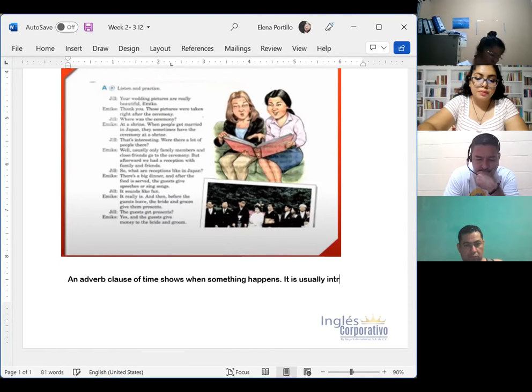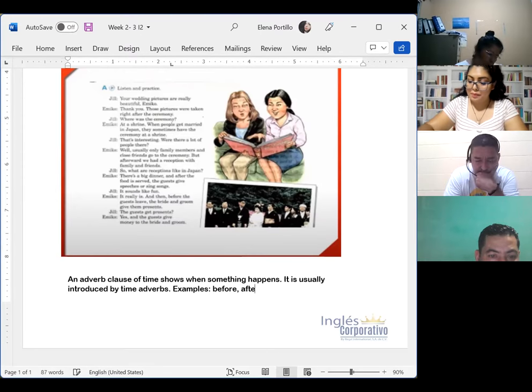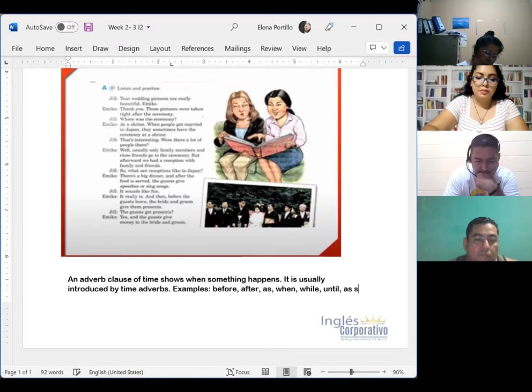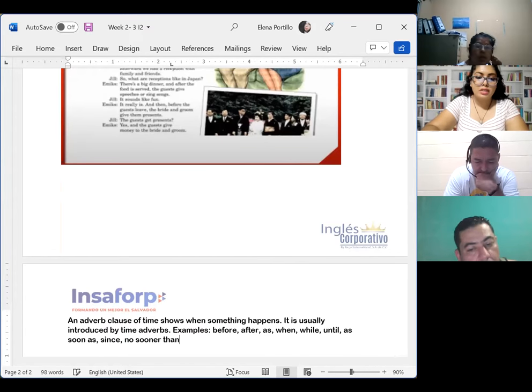It is usually introduced by time adverbs. And we have some examples. We have before, after, as, when, while, until, as soon as, since, no sooner than, as long as, and so many others.